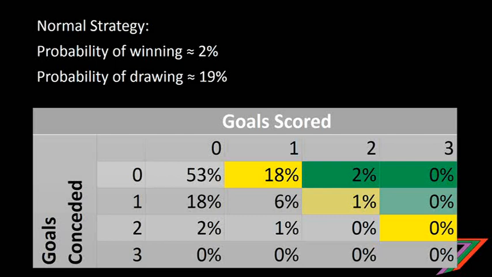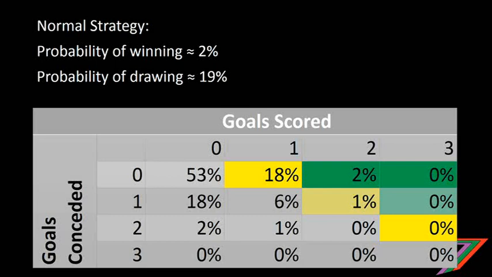So you can see in the yellow boxes, we have an 18% chance of scoring 1 goal and conceding none, a 1% chance of scoring 2 and conceding 1, and probably just above 0% chance of scoring 3 and conceding 2. So you add those up, that gives us 19%.